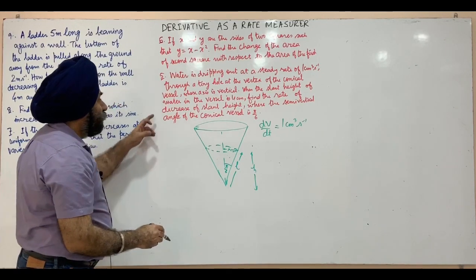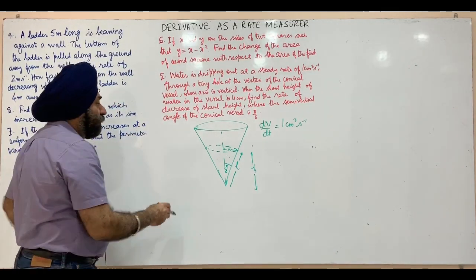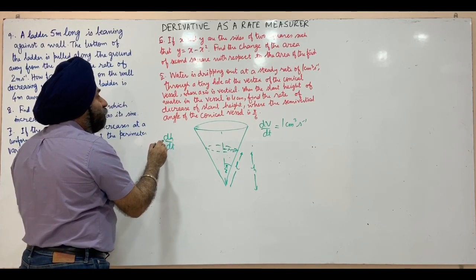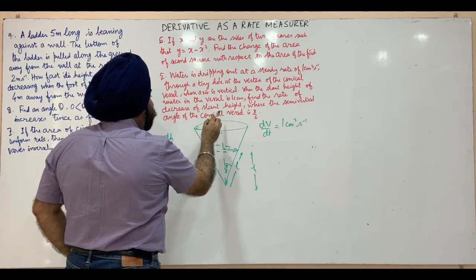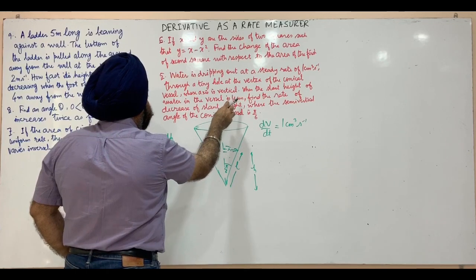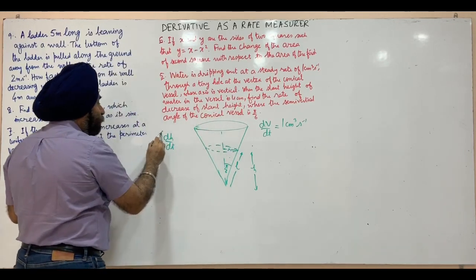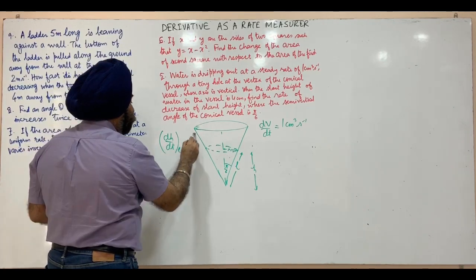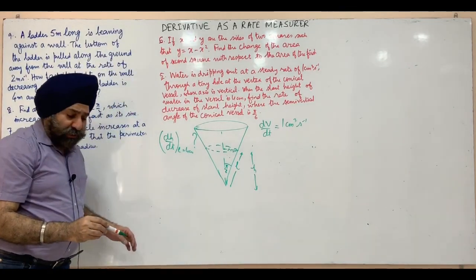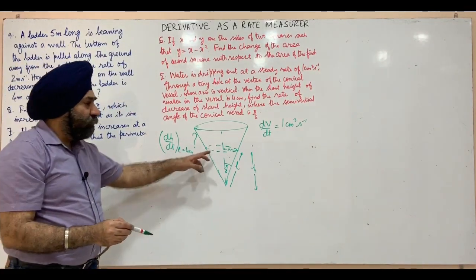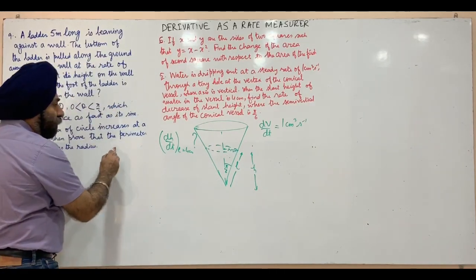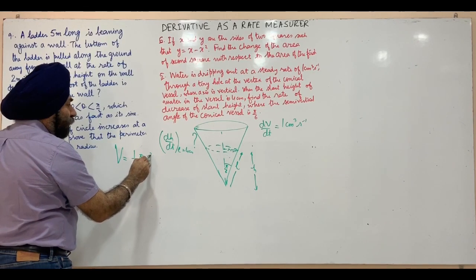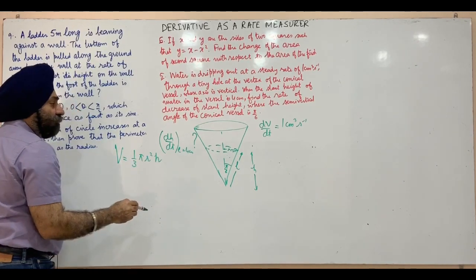We have to find the rate of decrease of slant height. That is, we have to find out dh by dt. We have to find the rate of decrease of slant height when the slant height is 4 centimeters, when L is 4 centimeters. This is the question. So we can find the volume of water at any instant. Volume of water is 1 by 3 pi r square into h.